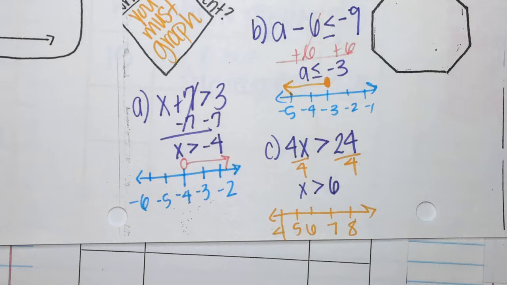So, are we going to use an open or a closed circle? An open. Okay, so everybody make sure you have an open circle. And are we going to shade to the left or to the right? To the right. Fantastic. Do that.